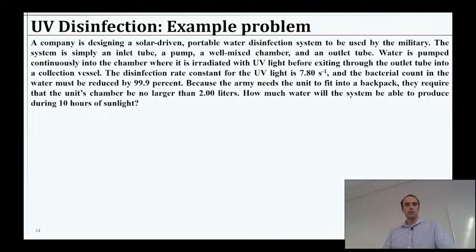The disinfection rate constant for the UV light is 7.8 per second, and the bacterial count in the water must be reduced by 99.9%. Because the military needs the unit to fit in a backpack, they require that the unit's chamber be no larger than 2 liters. So the question is, how much water will the system be able to produce during 10 hours of sunlight? So go ahead and see if you can tackle that problem. Would suggest sketching it out first and kind of scheming what kind of a mass balance approach is required there.